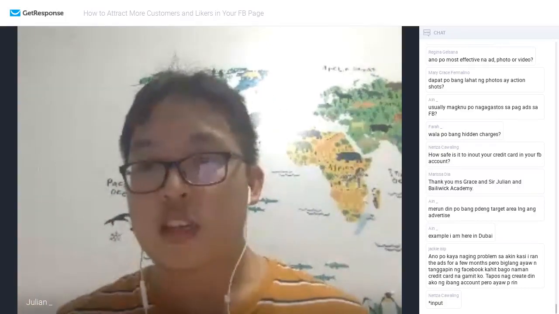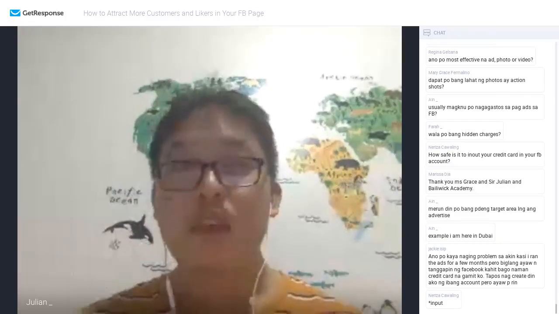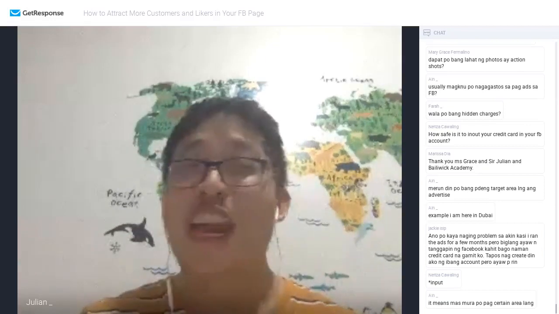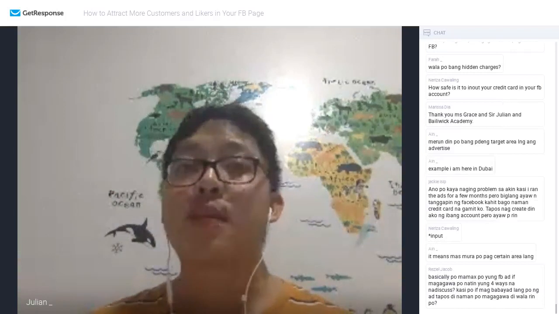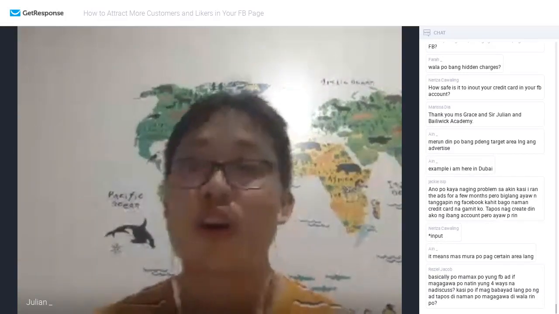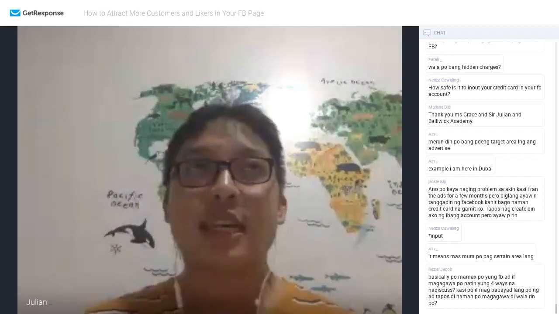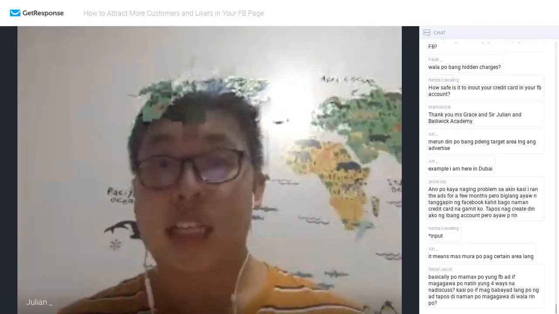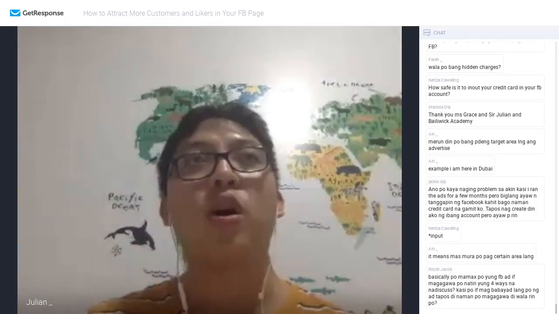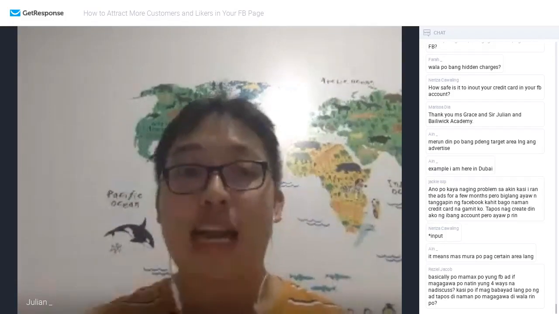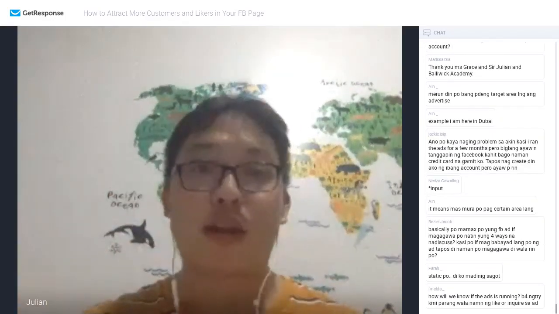How safe is it to input your credit card in Facebook account? Very safe siya. We haven't had an issue with that. I've been doing this for 5 years na walang issue. So wala namang problem. If the concern is about fraud or anything, walang issue. The concern na lang is whom you're giving admin access to. For example, ako, let's say i-hire mo ko, hindi mo ko kilala, tapos bigyan mo ko ng admin access. I have access now to your credit card. Hindi ko siya magagamit, pero makikita ko siya.